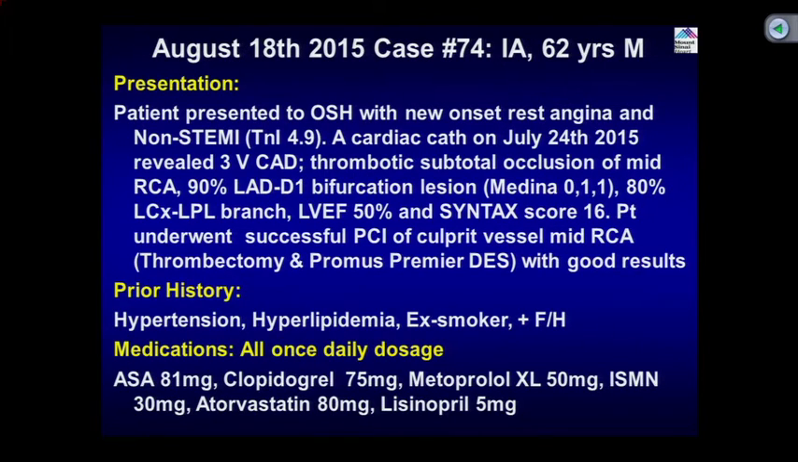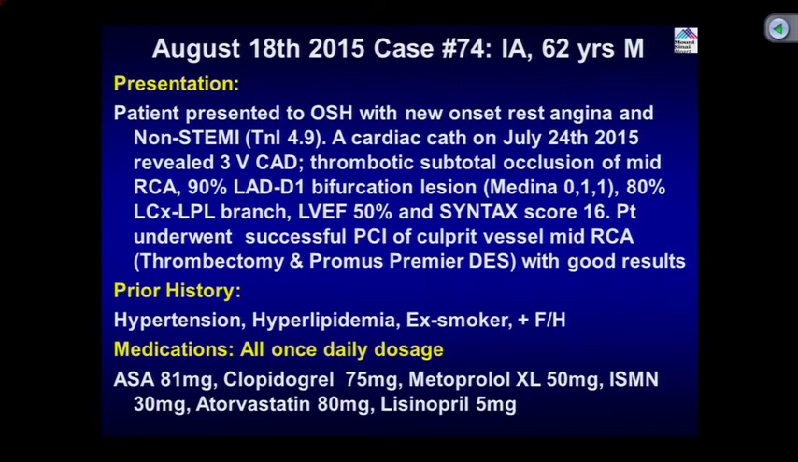This patient had a non-STEMI a few weeks ago, and cath revealed 3-vessel disease with a thrombotic culprit being RCA and other lesions in the LAD and diagonal, with a mild LV dysfunction because of inferior wall hypokinesis. Of course, the SYNTAX score was 16. The patient had PCI of the culprit vessel, mid RCA. So this is the non-STEMI, and the patient is on good medical therapy as shown below.